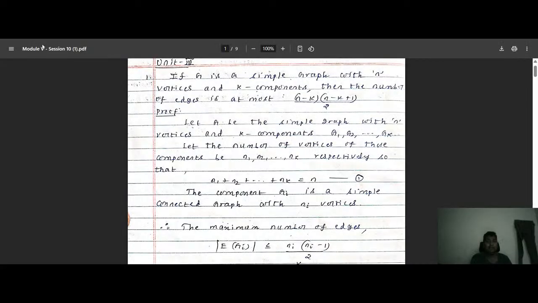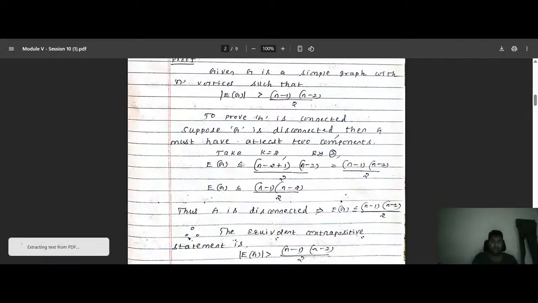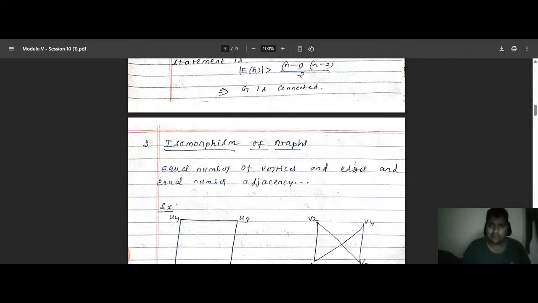Okay, we are finishing the unit today. If G is a simple graph with n vertices and k components, then the number of edges is at most the following. So you have to write a proof. Okay, everything must be written. That's why I'm explaining. Okay, you should write this proof, and all the disconnected cases.